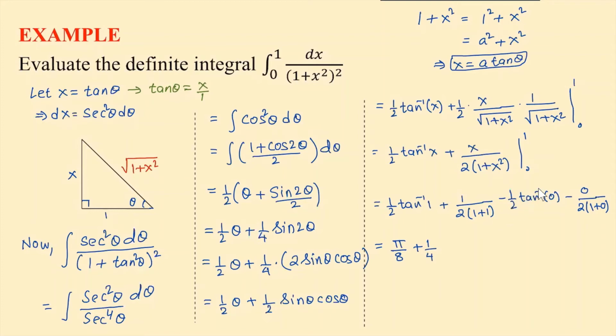Then half of tangent inverse 0. Tangent inverse 0 is 0, so 0 times half will be 0. I don't have to worry about that now. 0 divided by 2 is also 0. So the last two terms are 0. So the only result is pi over 8 plus 1 over 4. This is the value of the definite integral given here.